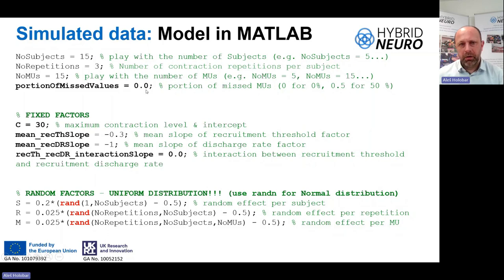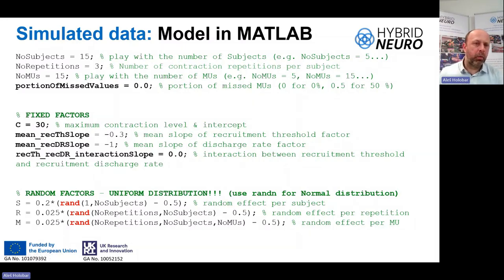For the time being, it is 0, but you can set it to 0.5, and then half of the motor units will be simulated as lost, not tracked across the contractions, okay? Then you can specify the contraction level, and in our model that I will present soon, this also means you are playing with the intercept. So there is one variable called C, which plays with the contraction level and will play the role of the intercept in our statistical model. You play with the slope of the recruitment threshold factor, you play with the slope of the recruitment discharge rate factor, and then you can turn on or off the interaction between those two fixed factors. Setting this parameter to 0 means there will be no interaction. Setting it to 0.1 means that there will be a 10% interaction, right?